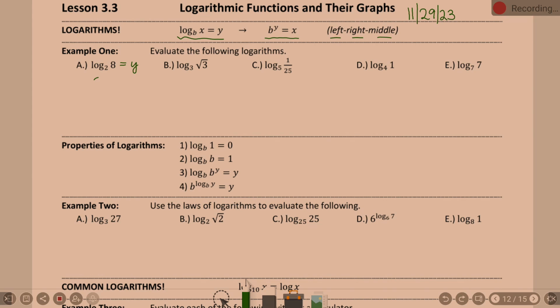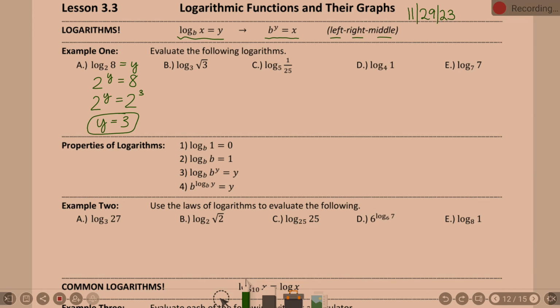So left, right, middle. The base of 2 raised to the power of y equal to the 8 in the middle. Now, we're trying to find y, which is an exponent. What do you know about 8? It's 2 cubed. Yeah. Our goal here is to get like bases. Can 8 be rewritten with a base of 2? It can. So 2 to the y is equivalent to 2 to the third. If 2 to the y equals 2 to the third, what's y? 3. If the bases are the same, the powers have to be the same if they're equal. So log base 2 of 8 is equal to 3.